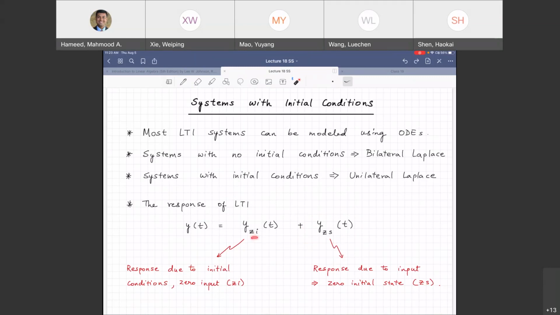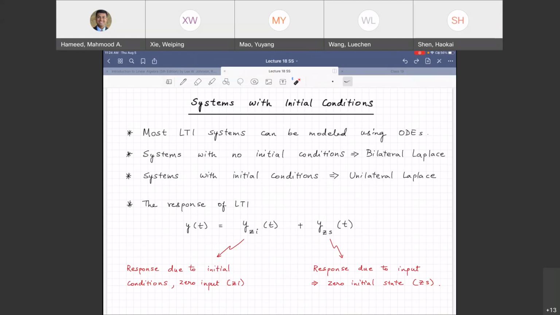What is zi and zs? zi is zero input, zs is zero state. This is the response due to the initial conditions, right? And this is the response only because of the new input that I gave, with no initial conditions. So this is the zero initial state. You see that? One is the response due to the input, the other is the response due to the initial conditions that were there.